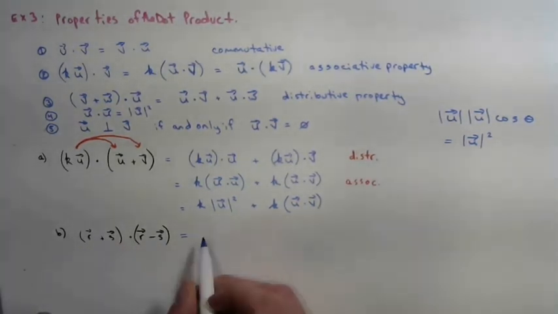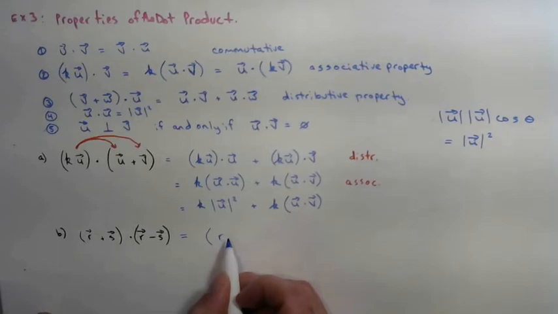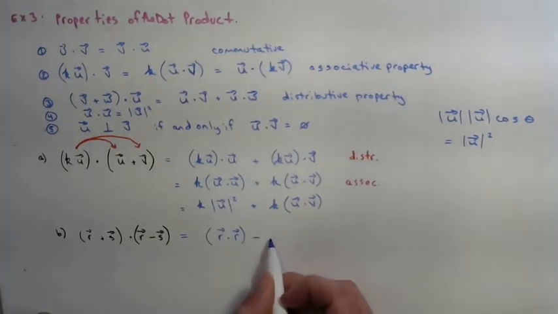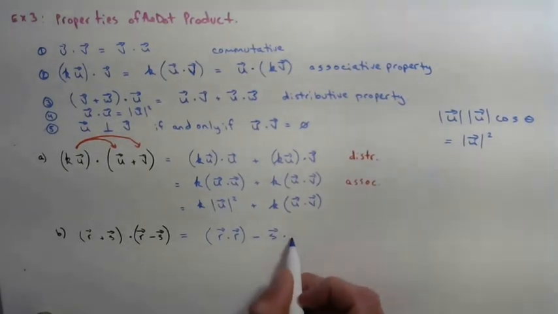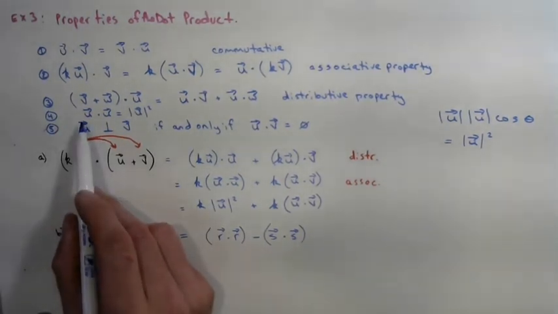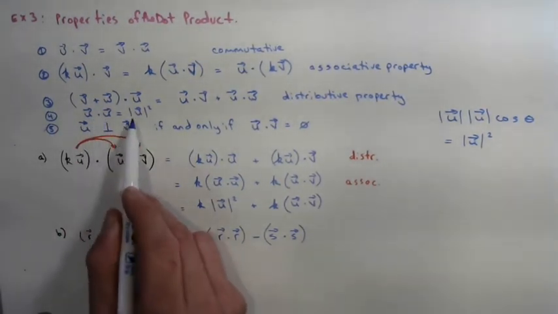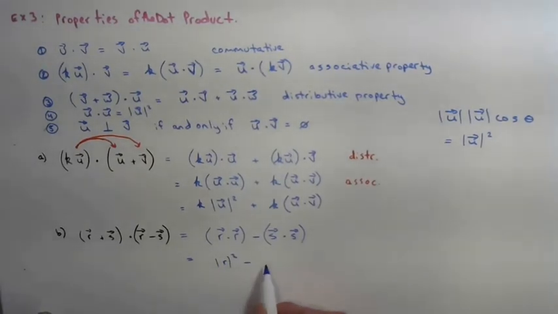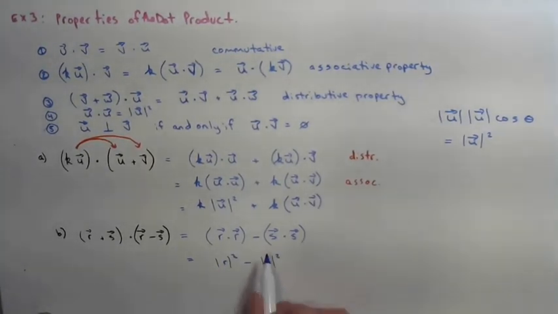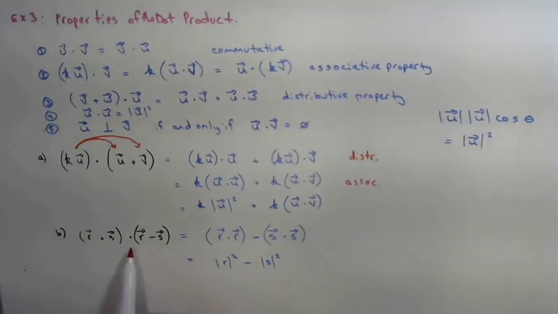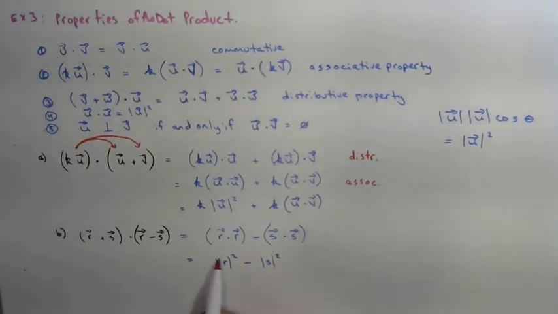So what you end up with then is, I'll do it in 2 steps. You end up with r dot r minus s dot s, okay? And just like up here, anything dot itself is just its magnitude squared. So what we end up with here is the magnitude of r squared minus the magnitude of s squared, which is really just an application of the product of a sum and difference is equal to the difference of squares.